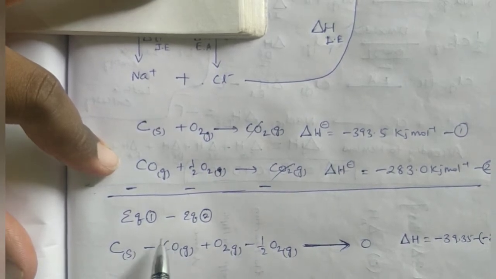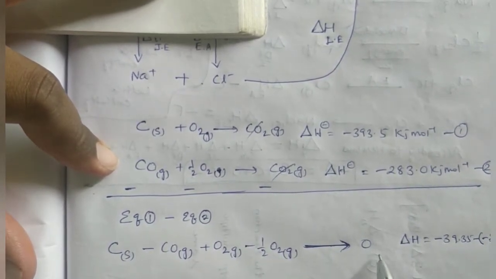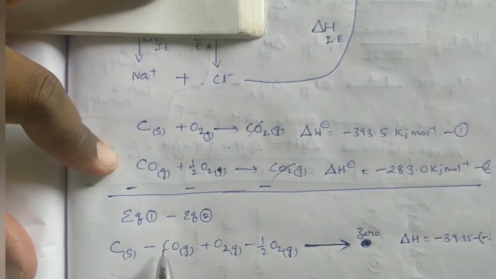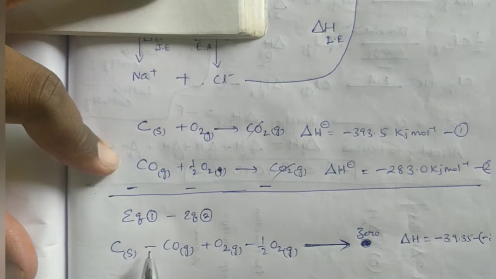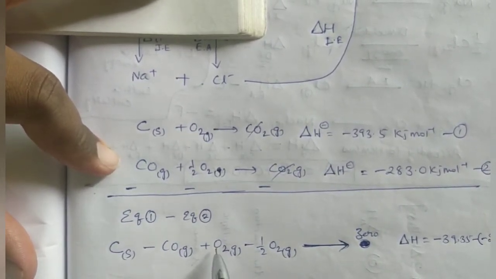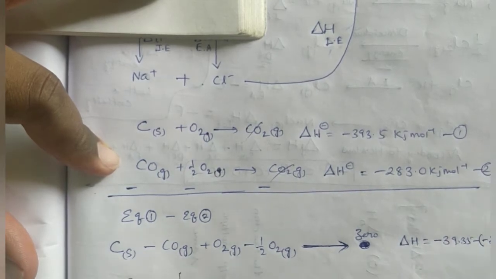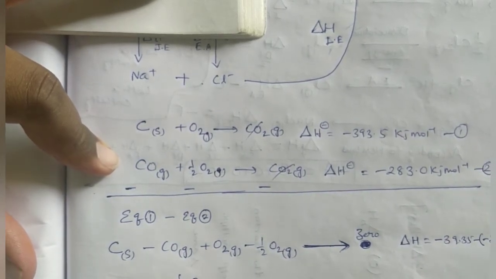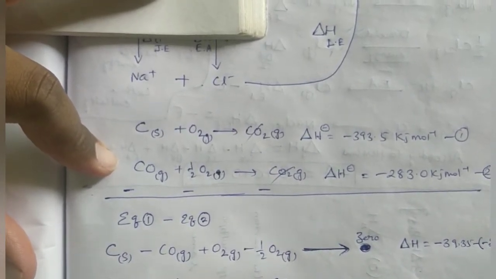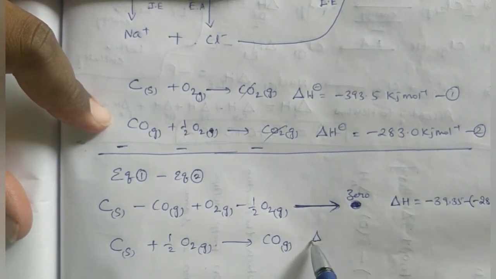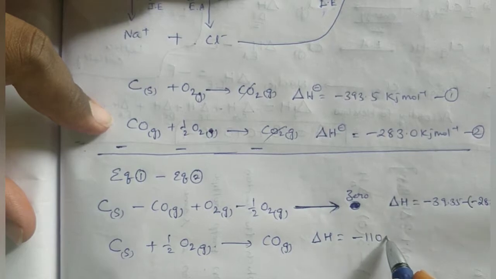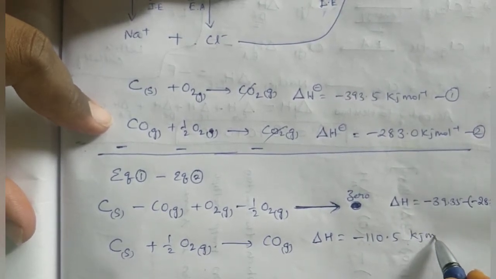Then the CO, which has a minus sign, we send that side. This is 0. The CO which is present on the left side is negative, so we send that side. Then carbon solid plus O2 minus 1 by 2 O2 gas gives rise to CO gas. See, we got the desired equation, and delta H, if you subtract these two equations, we will get minus 110.5 kilojoules per mole.